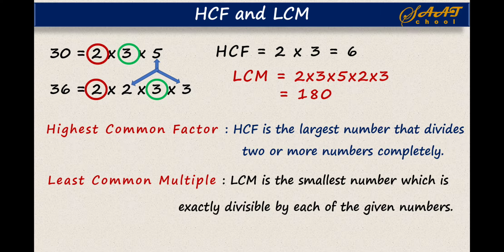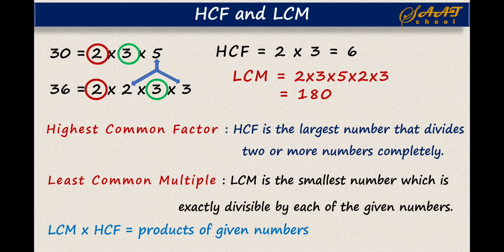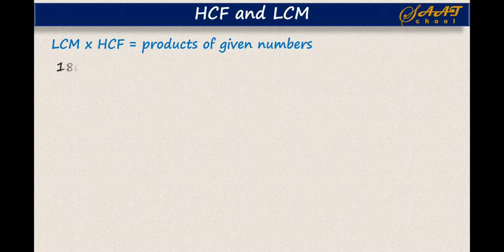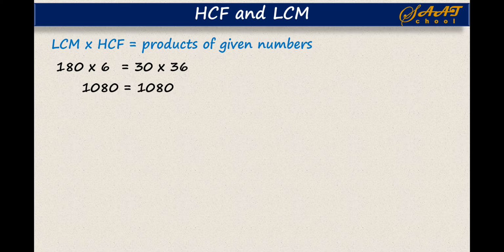Here is a relationship among them. That is, the product of HCF and LCM is equal to the product of the given numbers. If you find the product of HCF and LCM, that should be equal to the product of the given numbers 30 and 36. We have LCM, which is 180, HCF is 6, and the given numbers are 30 and 36. So their product is 1080. So this is the relationship among the given numbers and HCF, LCM.